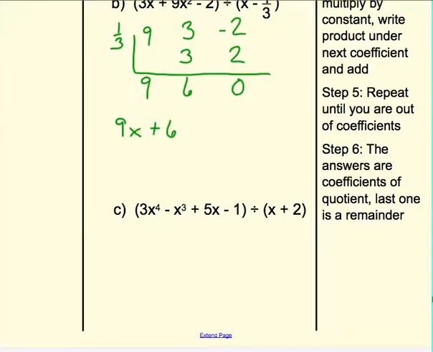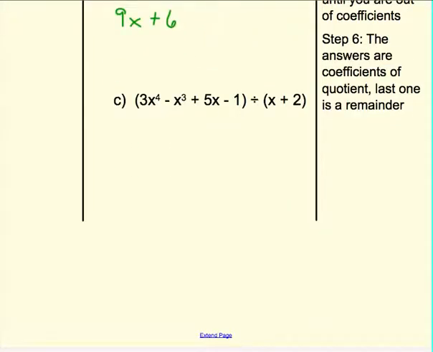We'll look at the last example on this page. Same process. My lead coefficient, this one's nice, it's in standard form. My lead coefficient is 3. The next highest power is 3, the coefficient is 1. The next highest power would be 2. I don't have an x squared term, so I need a 0. 5x, and -1 is my constant.